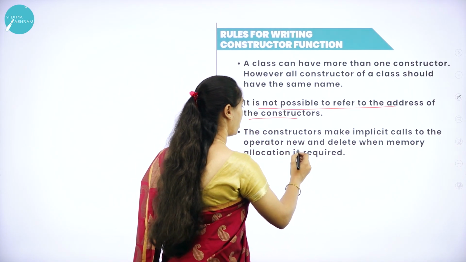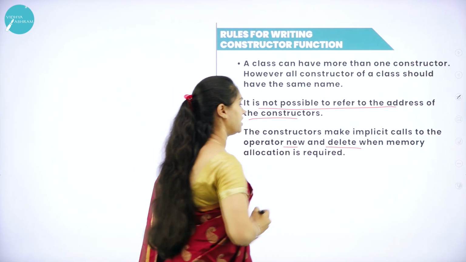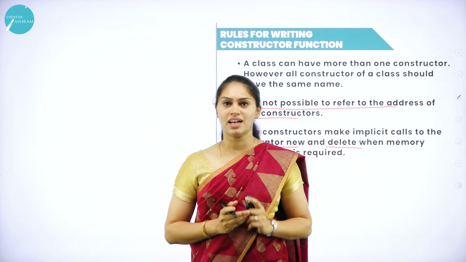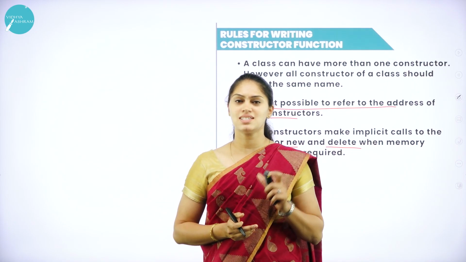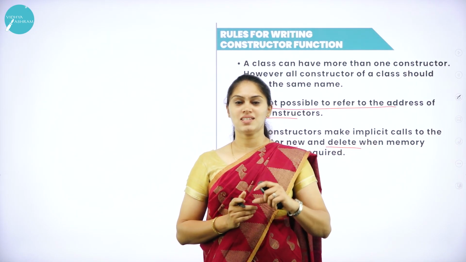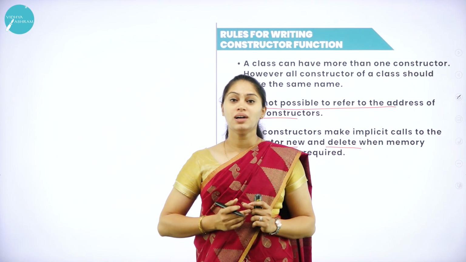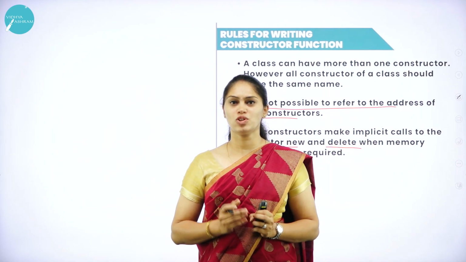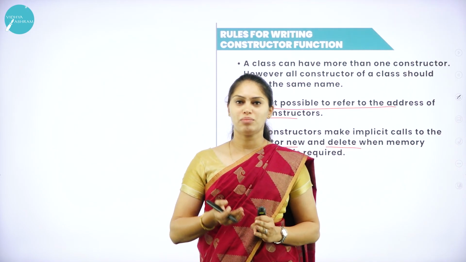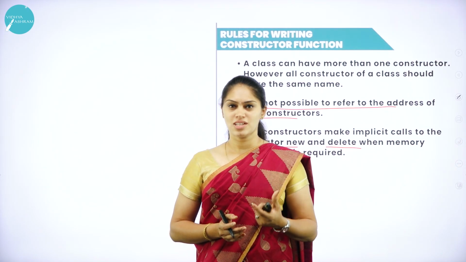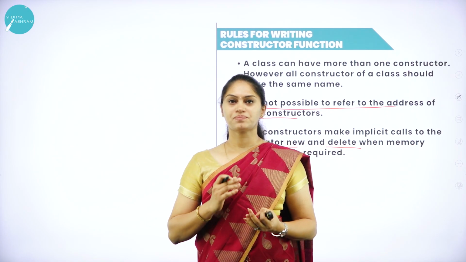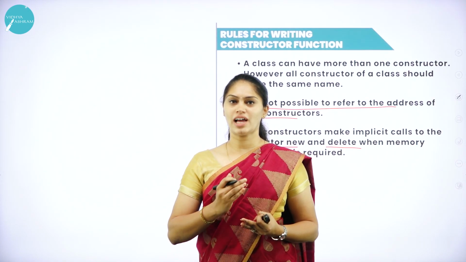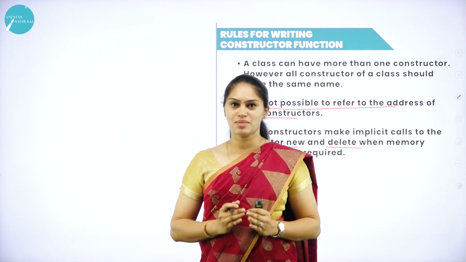What is the last point? The constructor makes implicit calls to new and delete. What will it do? By making use of the constructor, it will use two keywords, new and delete. The new keyword is mainly used to allocate the memory automatically, and the delete keyword is mainly used to deallocate the memory automatically. When there is no usage of the memory, at that time the new and delete keywords can be used to allocate and deallocate the memory respectively.